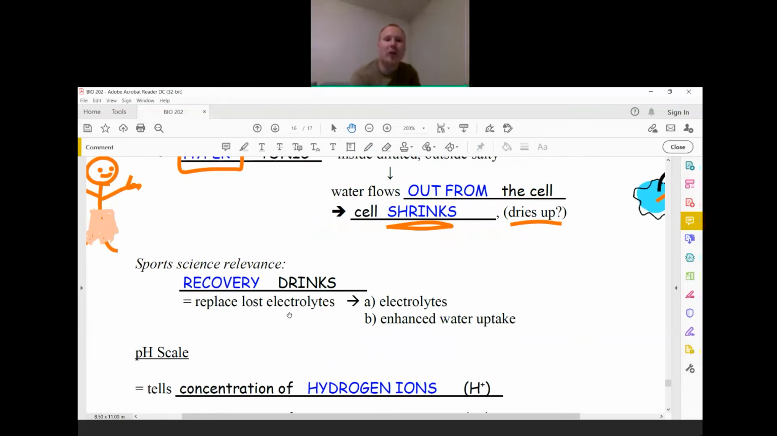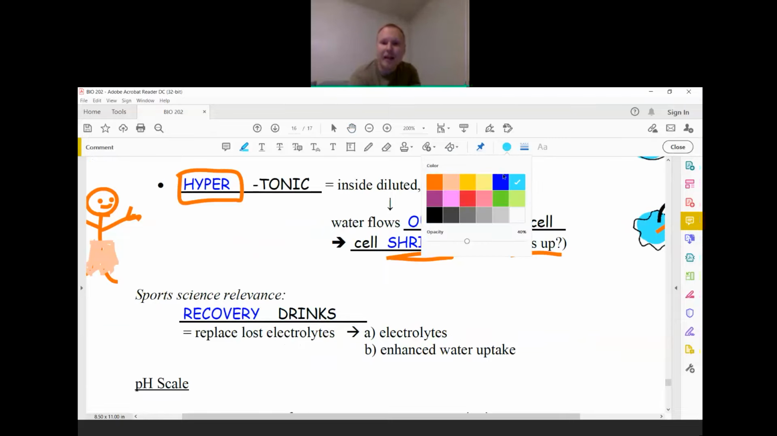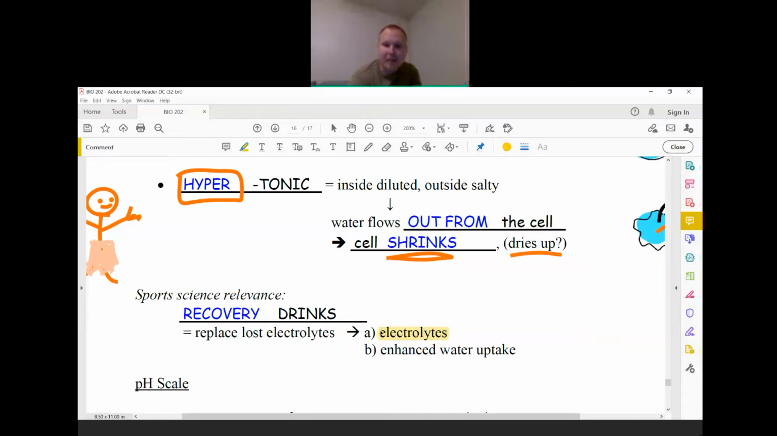This is relevant in terms of recovery drinks. You might sometimes see that they have electrolytes in those drinks that you're supposed to drink after exercise, because otherwise you might actually end up dehydrated even though you drink more water. And also some of those contents in those drinks help with the enhanced water uptake.